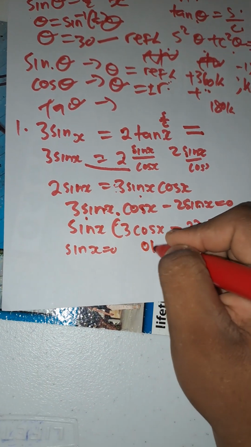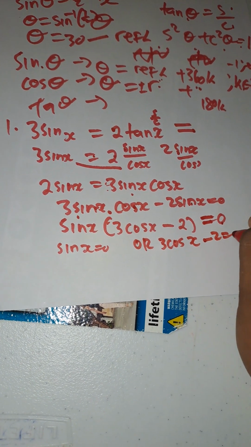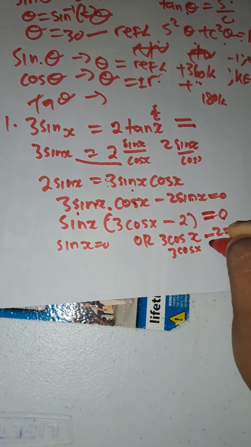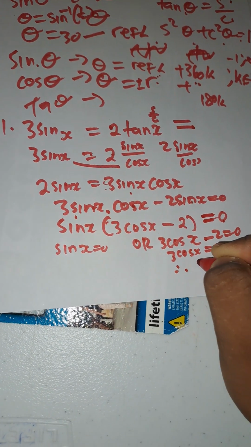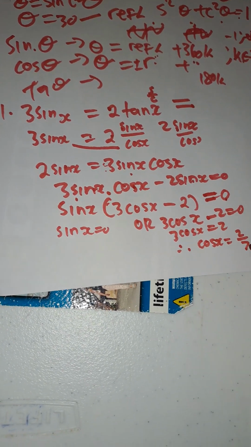And then 3 cos x minus 2 is equal to 0. You're going to take that 2 to the other side. 3 cos x is equal to 2. Therefore cos x is equal to 2 over 3. I divided both sides by 3.